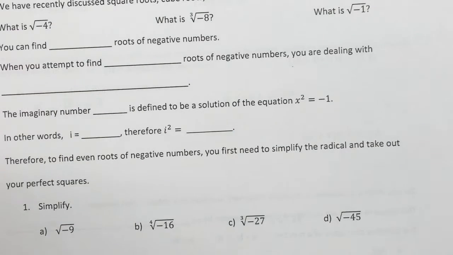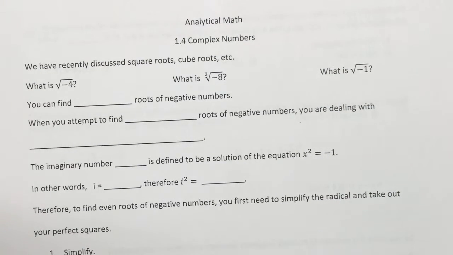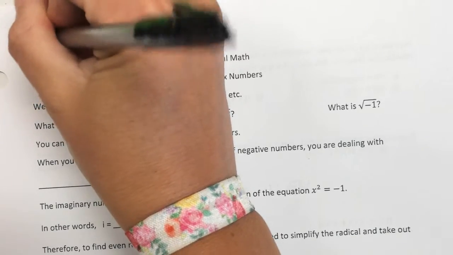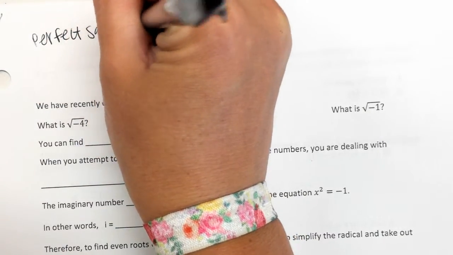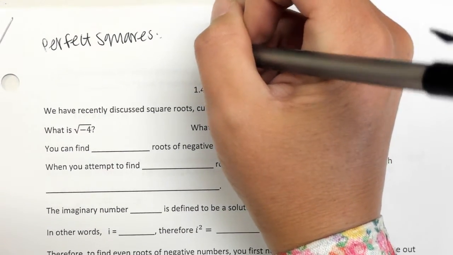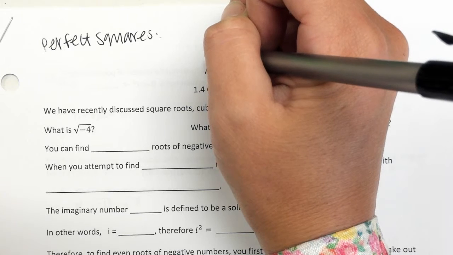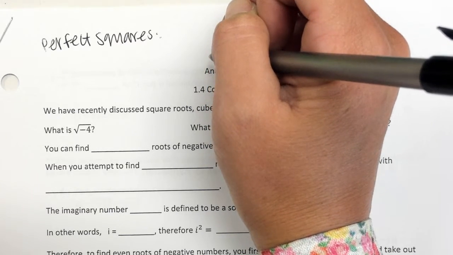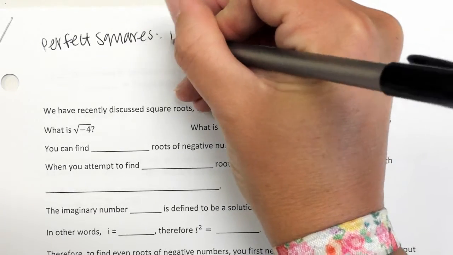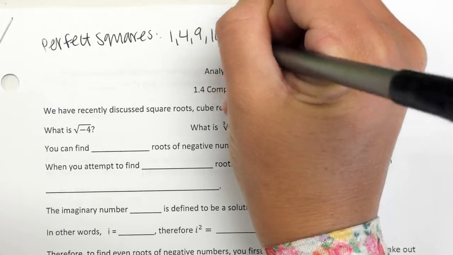Alright, we have talked about square roots a little bit. We haven't really talked about cube roots. Name some perfect squares for me. Let's write some at the top, just a few of them. Good, so everybody knows what perfect squares are. What's the smallest perfect square? 1, good. 1, 4, 9, 16, 25, and so on.